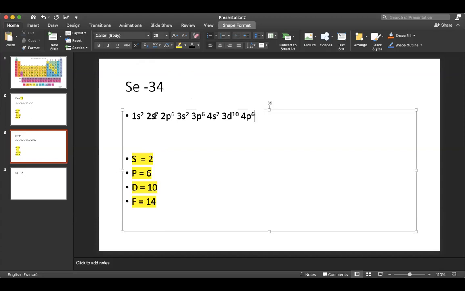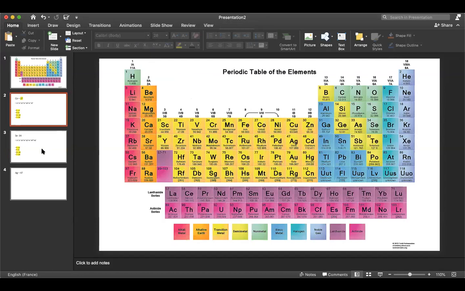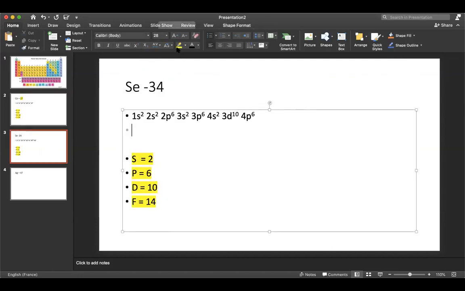So we have 2 plus 2, which is how many? 4. 4 plus 6 is 10. So 4 plus 6, we have 10. Then 10 plus 2 is how many? 12. 12 plus 6 is how many? 18. 18 plus 12 is how many?